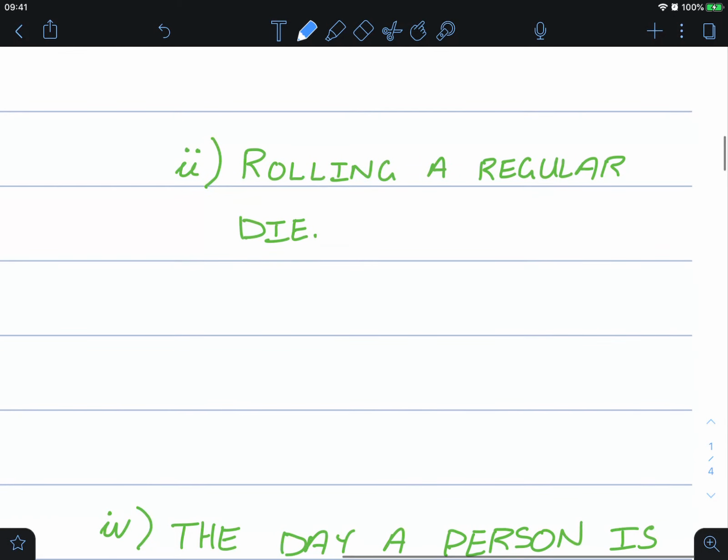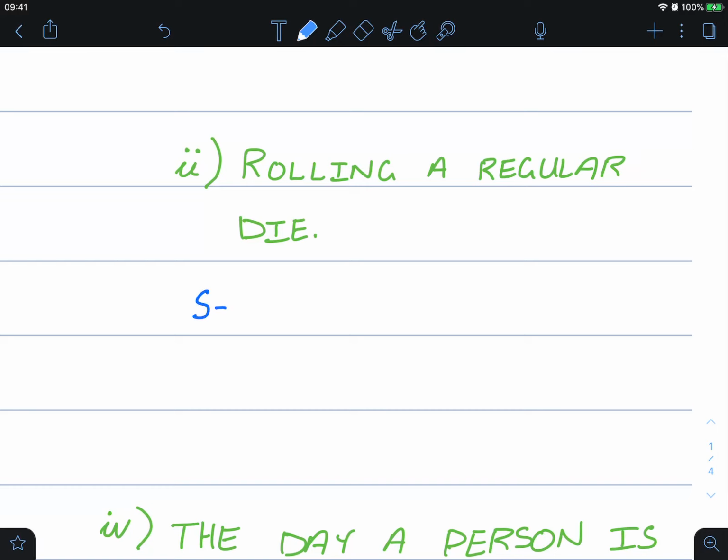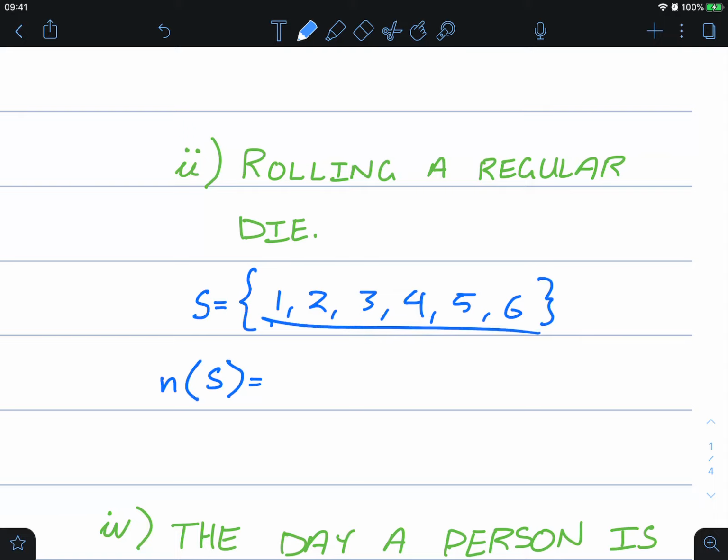Rolling a regular die, the sample space for this, S equals squiggly bracket, goes from 1, 2, 3, 4, 5, 6. And the number of things inside this list is 6.